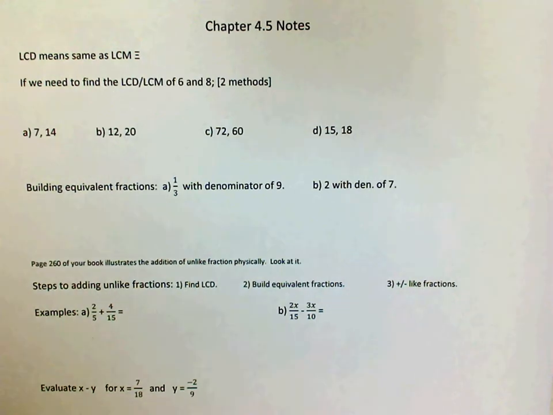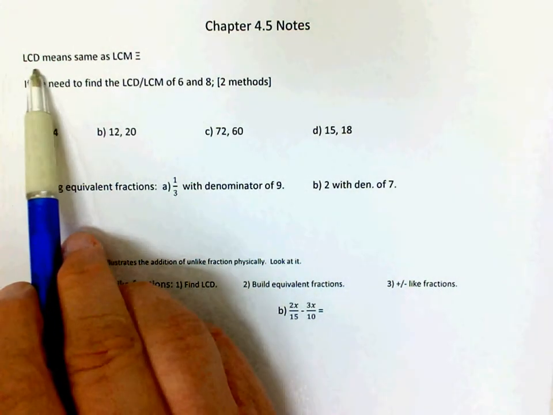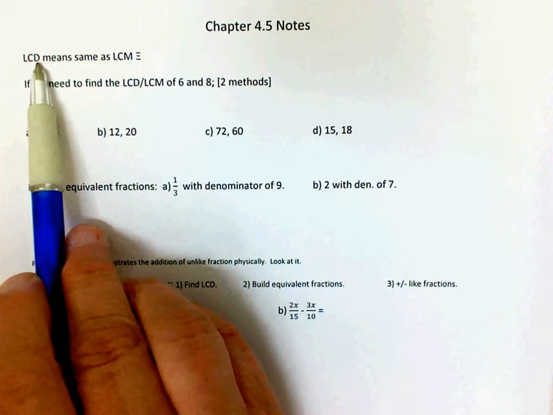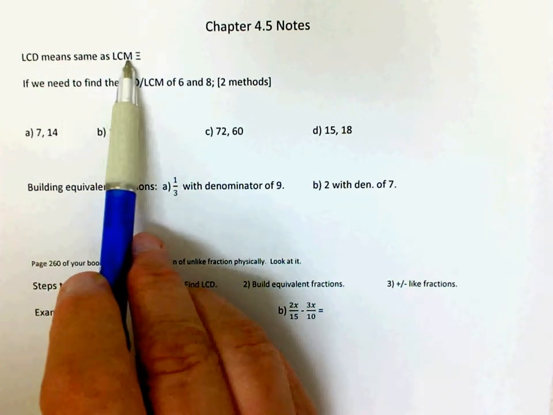Now we're getting exciting. Chapter 4.5 is about adding and subtracting fractions that do not have the same denominator. This is the big meat of this chapter. LCD means the same thing as LCM: least common denominator or least common multiple.